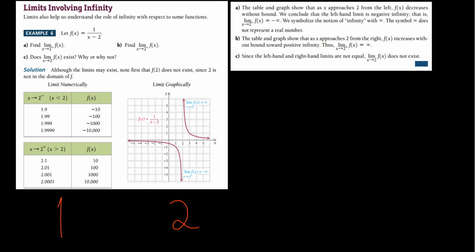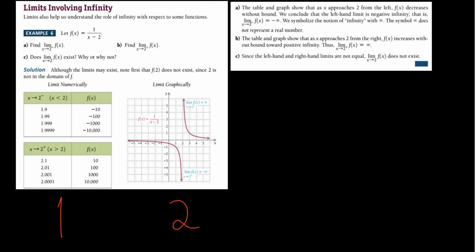If we approach 2 from the right side, 2.1, 2.01, 2.001, 2.0001, same thing, except we're not going negative. We're going 10, 100, 1,000, 10,000, and again, I bet we would have 100,000 if we added another 0, 1 million if we add another 0, and we would continue to be growing without bound.